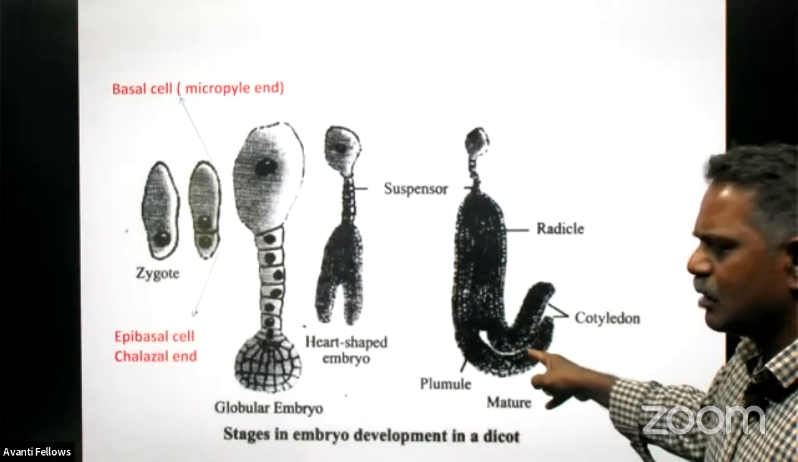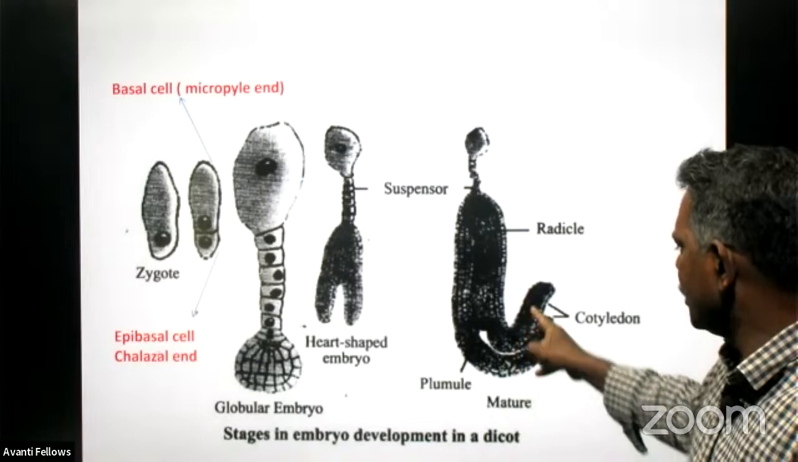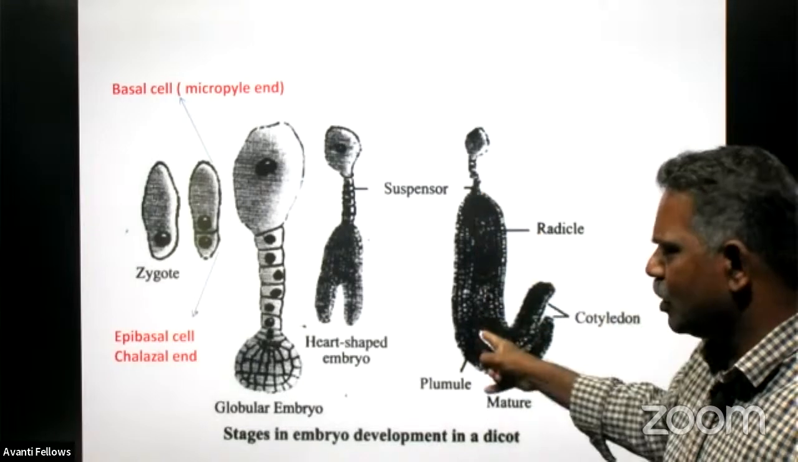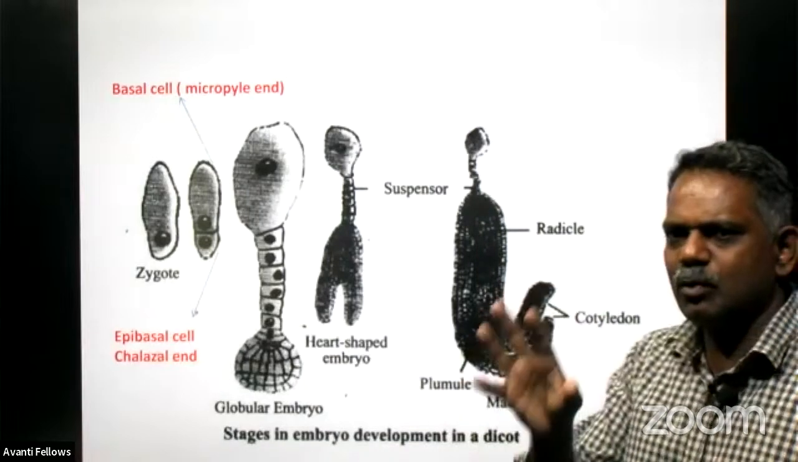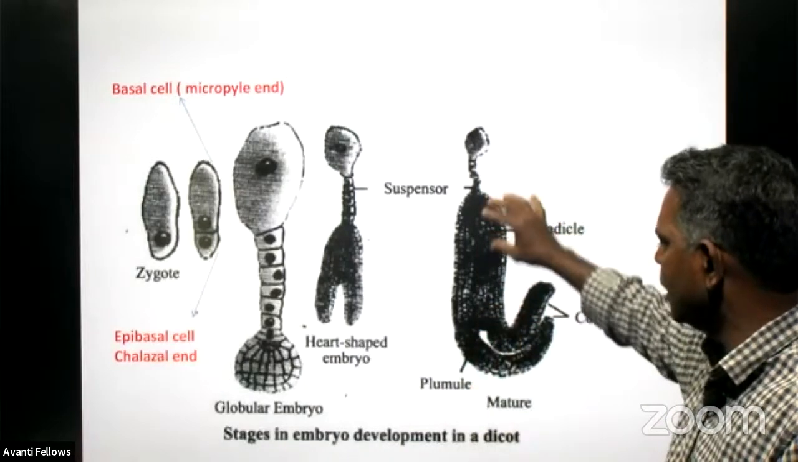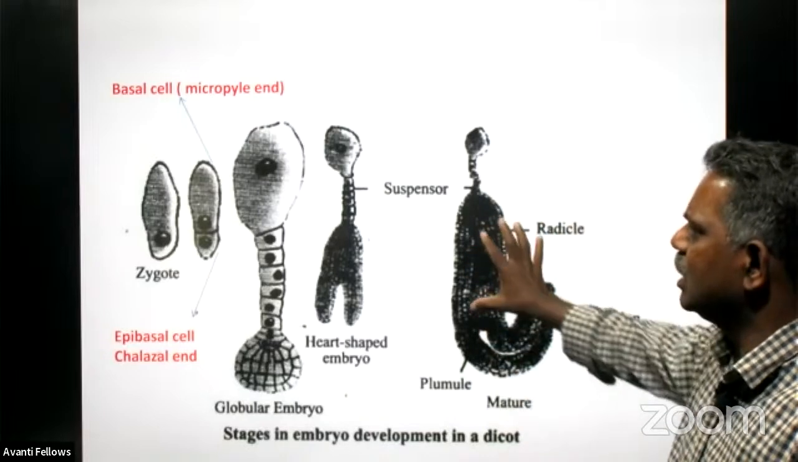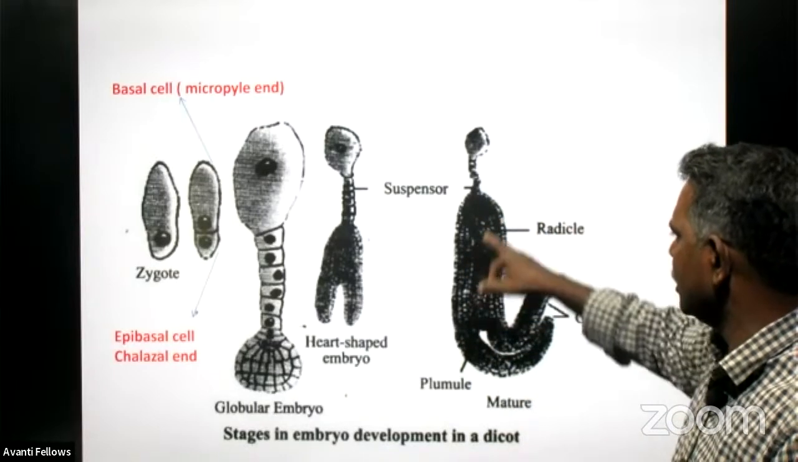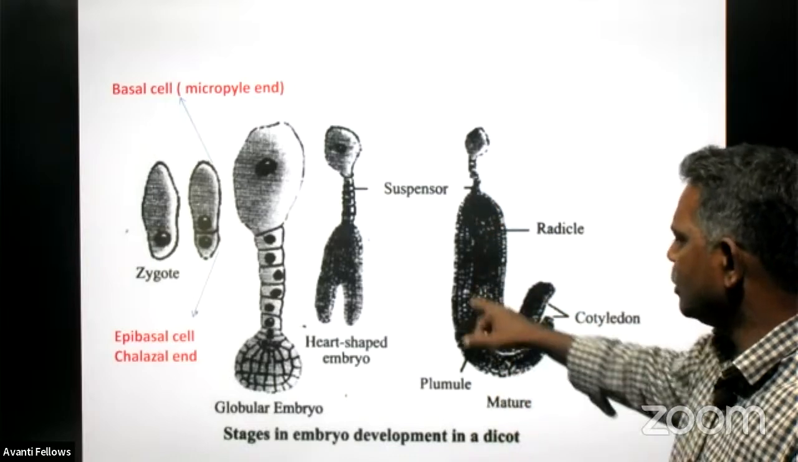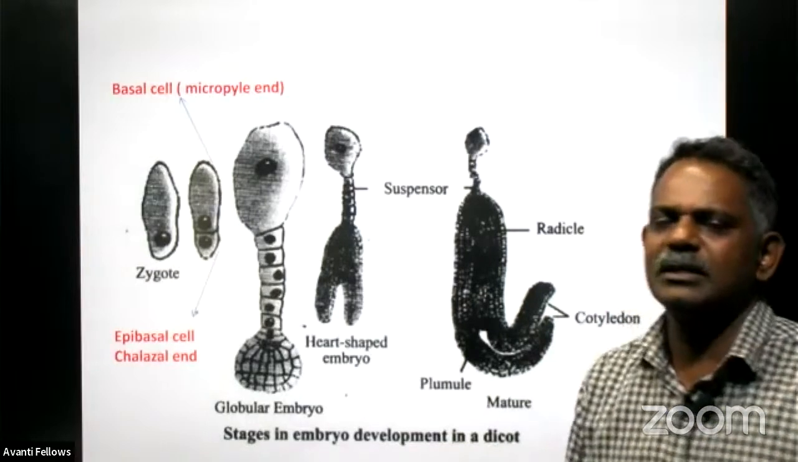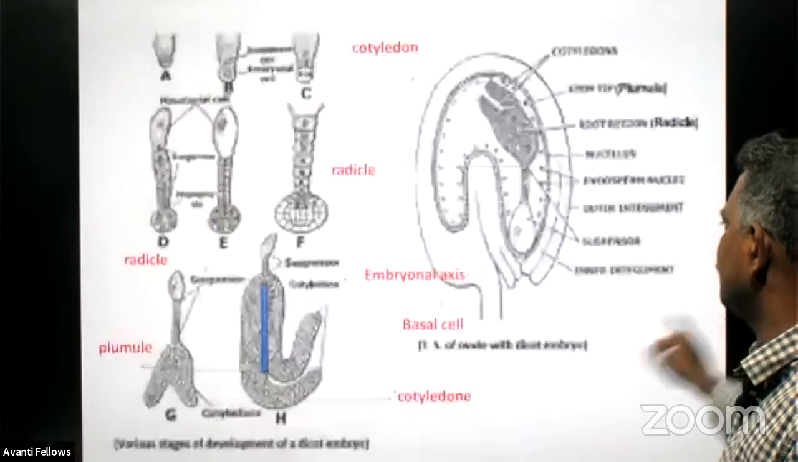Two structures here are for the storage of food, and we call it the cotyledon. Here you can find an embryonal axis consisting of two poles. One is the radicle, and the other is the plumule. The mature embryo consists of the radicle, the plumule, and also a structure called the cotyledon, and it is exclusively for the storage of food, right?